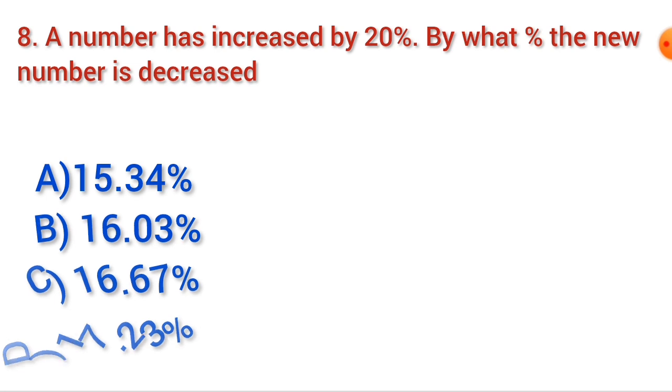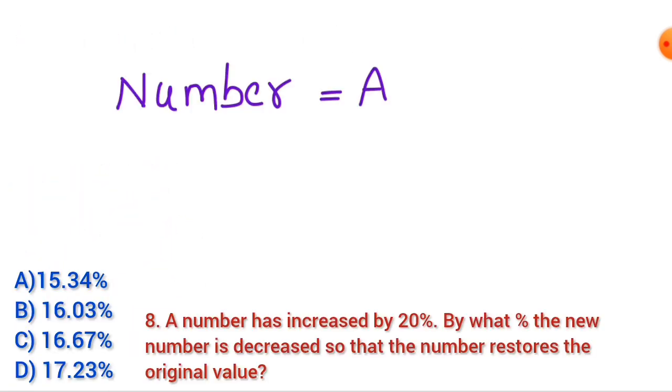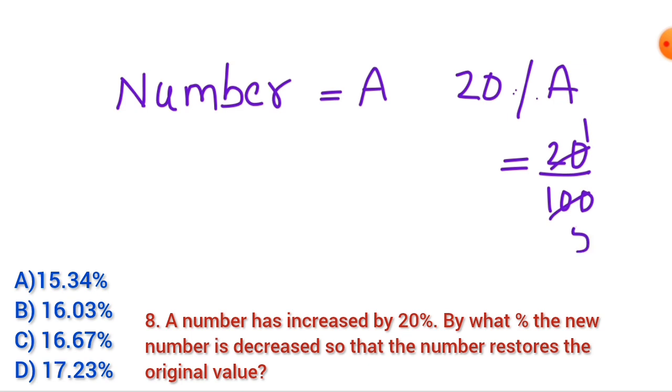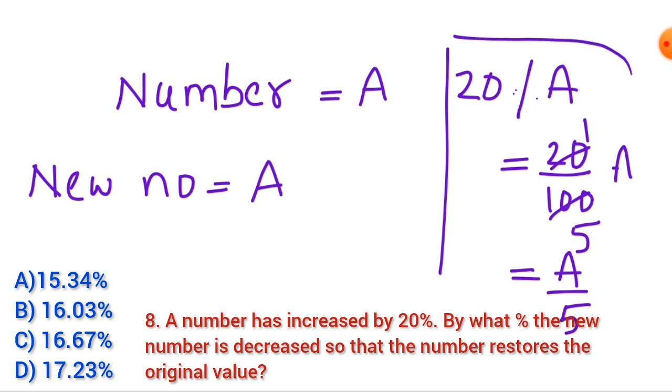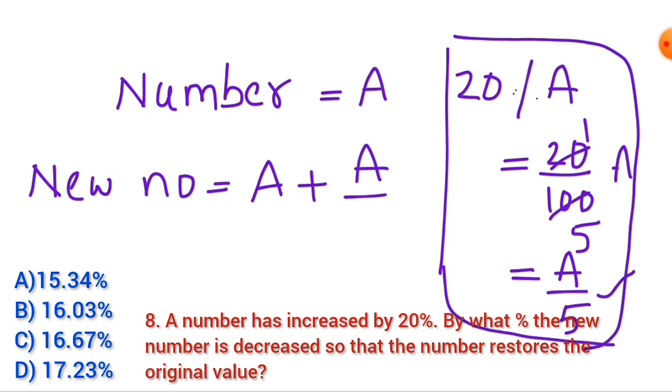So first, let us assume a number as A. 20% is increased. First we see 20% of this number. 20% is nothing but 20 over 100. If you cancel, then you will get A over 5. And what percentage of the new number is decreased? So when you get the new number, the increase is A over 5. Increase is nothing but plus. So if you add this, you will get 6A over 5. This is the new number.